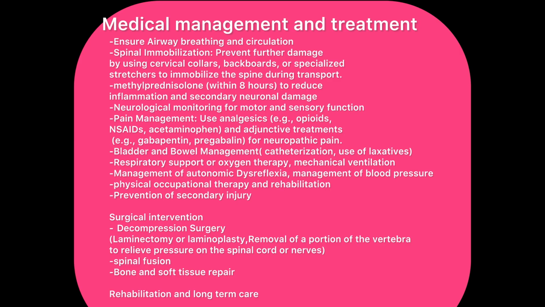For surgical intervention, decompression surgery might be done, like laminectomy or laminoplasty. Other surgical interventions are spinal fusion, bone and soft tissue repair, etc. In case of permanent damage to the spinal cord nerve, a rehabilitation program and long-term care are needed.